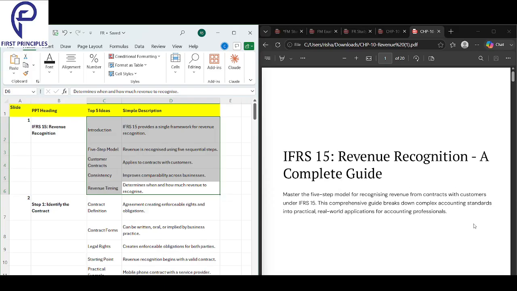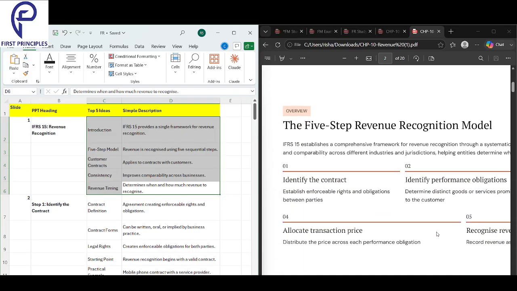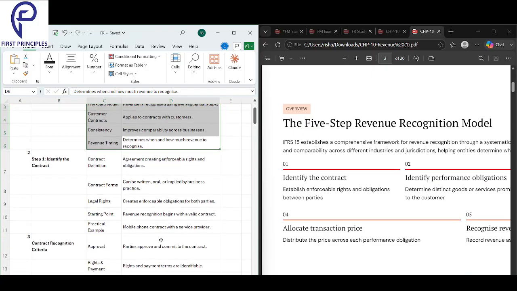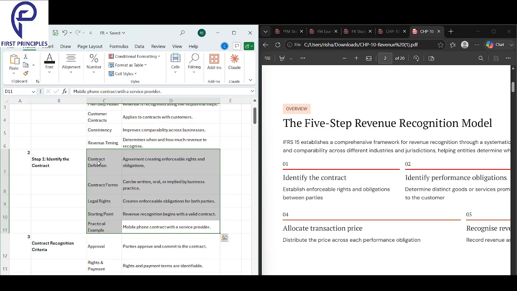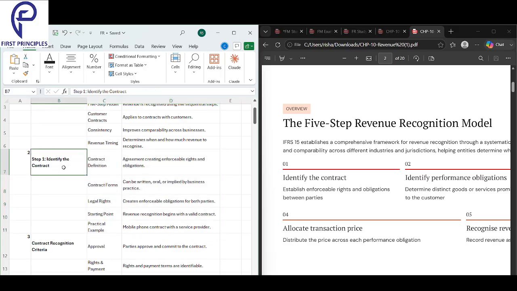Moving on, we look into the five-step revenue recognition model. So let's look into that. What is the five-step revenue recognition model? Firstly, there are five steps. Among the five steps, the first step is identify the contract.